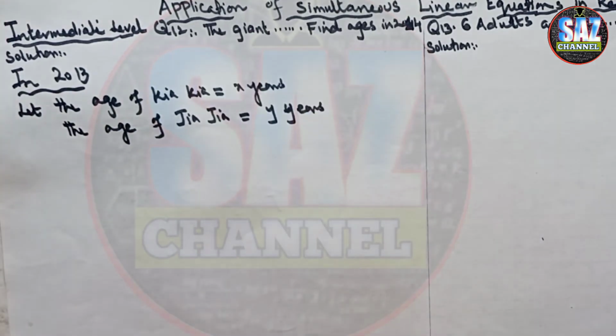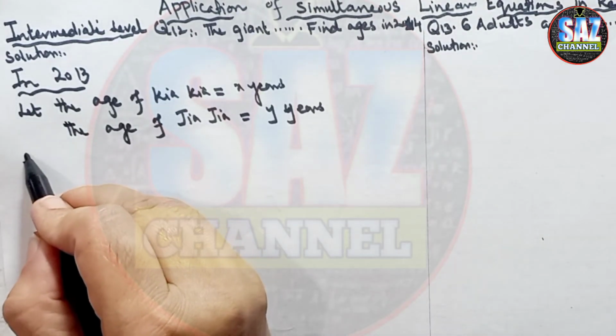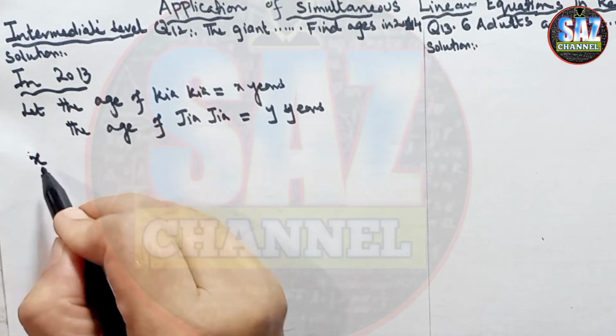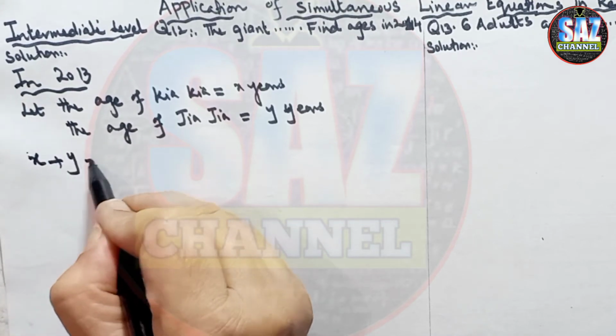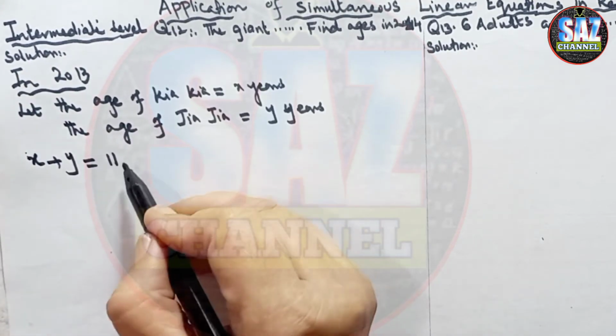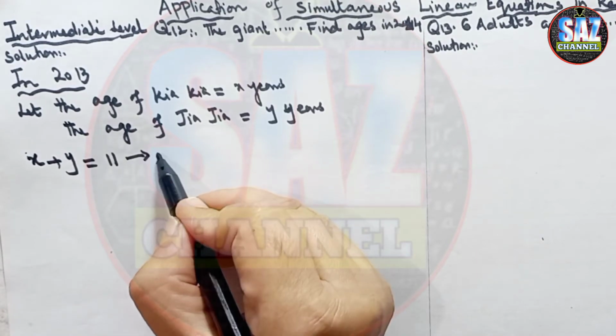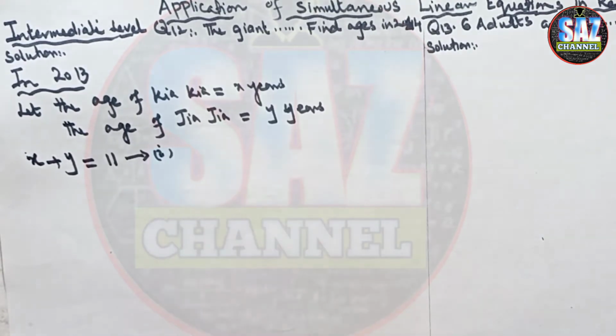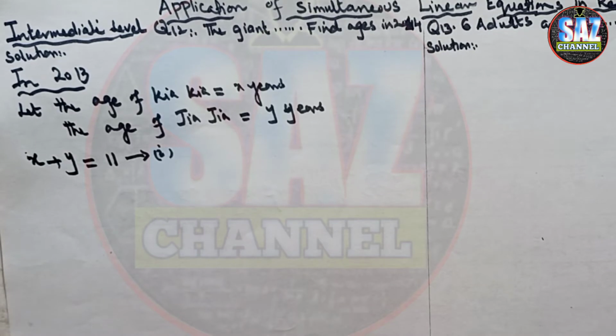Then the question says that the sum of their ages is 11 years. So according to the condition, the equation will become x plus y equals 11. This is the sum of their ages when they first arrived at the River Safari.